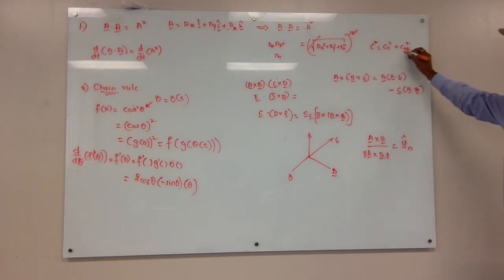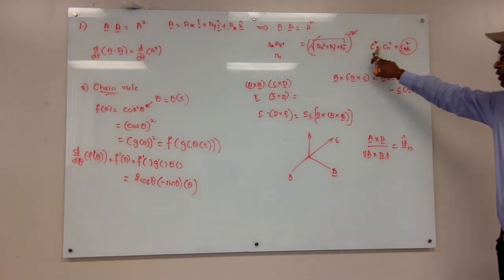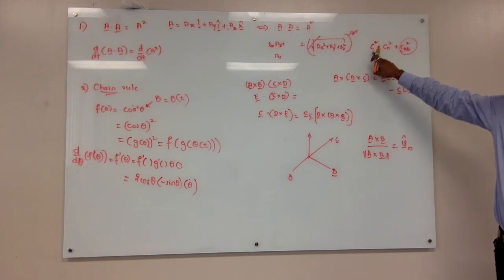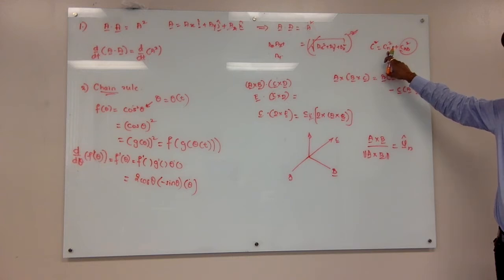You are ultimately required to calculate this. That's what is being asked: the projection of C on the AB plane, C_AB. Can you calculate this? How do you calculate this? The A cross B squared, like A cross B, and just A cross B.